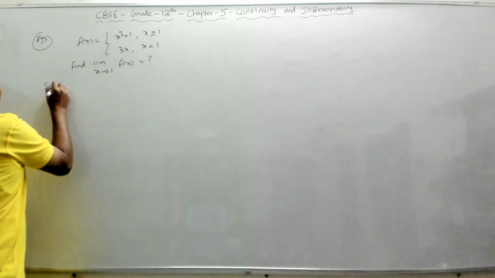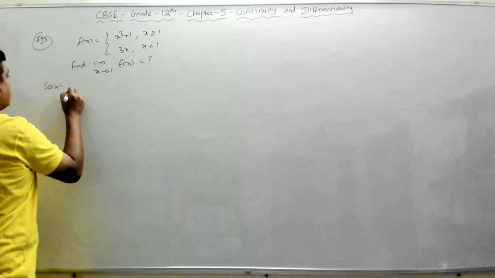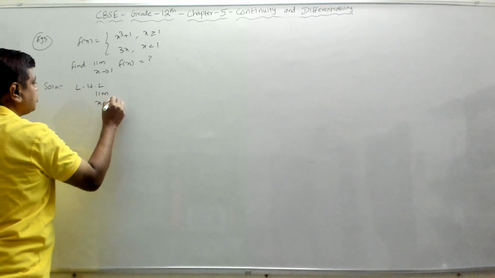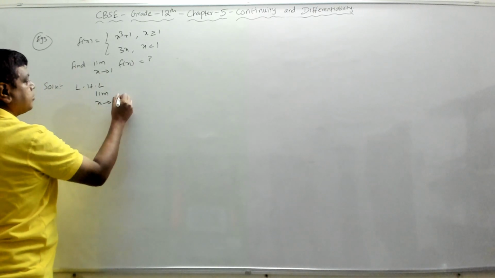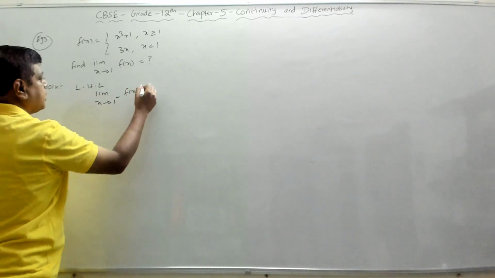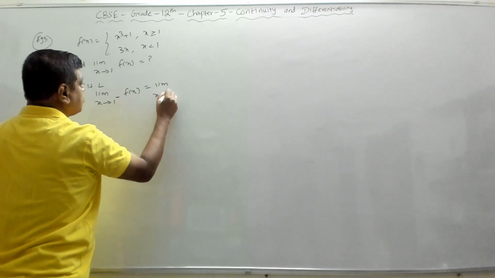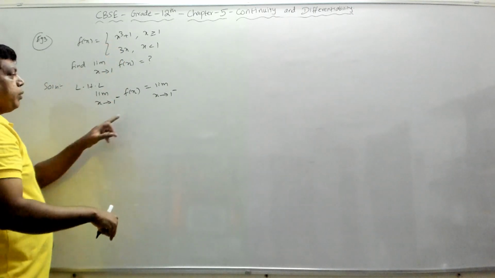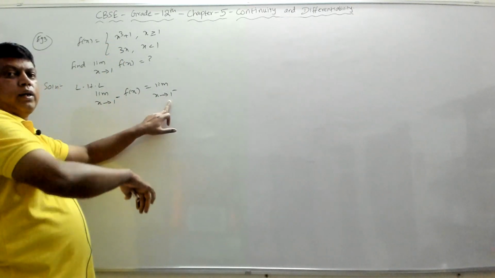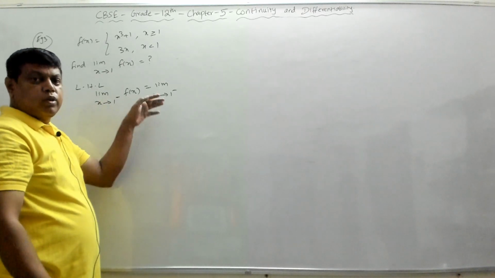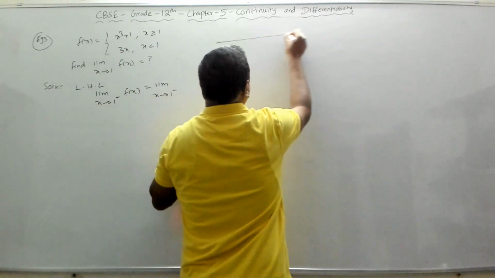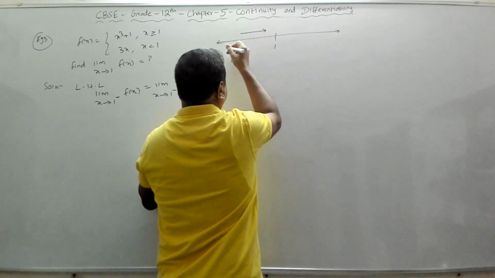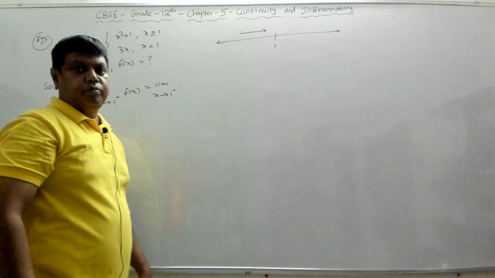So the solution is: to find this limit, we'll find the left hand limit, LHL. What is the left hand limit? We'll say limit x goes to 1 minus of f of x. Now we need to know which function we have to choose. Now x is approaching 1 through values less than 1. Suppose this is your number line and 1 is here; we are approaching 1 through this side, through the left side of 1.